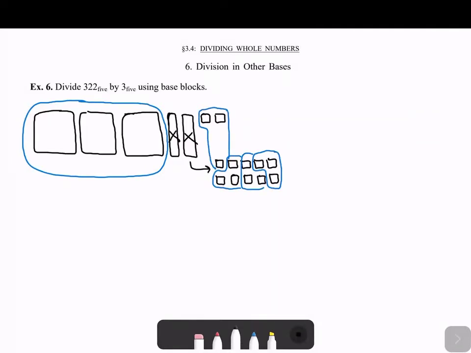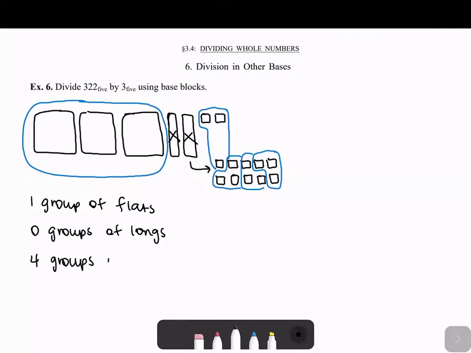So now we just write down what we did. We write down the groups we have. So we have one group of flats, right? We have one group of 3 flats. Because we couldn't group the longs, we didn't have enough longs to group any of them into 3. So we ended up with 0 groups of longs. And then lastly, we ended up with 1, 2, 3, 4 groups of units. So we ended up with one group of flats, no longs, and 4 units.